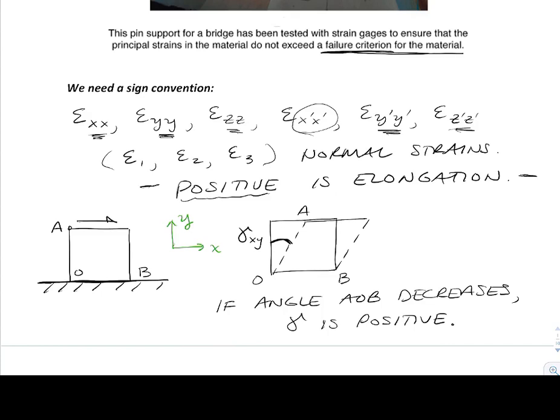For shear strain, also known as gamma, this angle is related to the coordinates x and y. If angle AOB, where we have a shear stress applied to a material and a shear strain results, decreases, then gamma is going to be positive, and that's also going to relate back to tau xy equals G times gamma xy. So positive shear stress is going to relate to positive shear strain. In our notation, this is also sigma xy equals G times gamma xy.